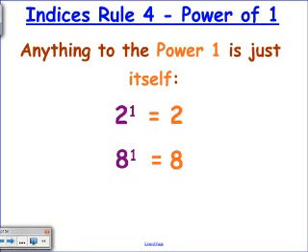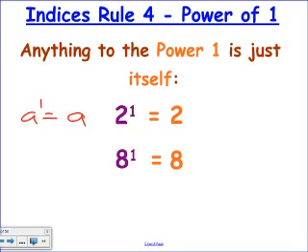Indices, rule number 4. Okay? So this next set of rules, rules 4, 5 and 6, are just, this is the rule, end of. So anything with a power of 1 is itself. So 2 to the power of 1 is just 2. 8 to the power of 1 is just 8. If I say a to the power 1, it's just a. So anything to the power of 1 is just itself.